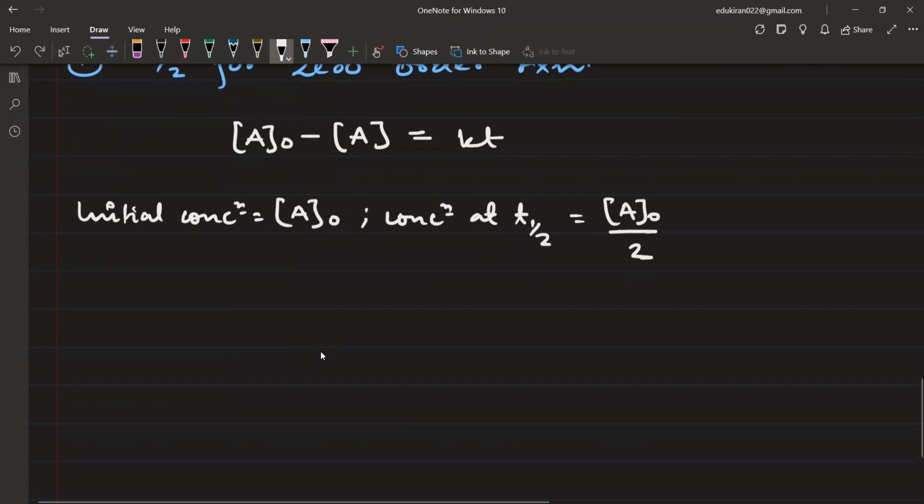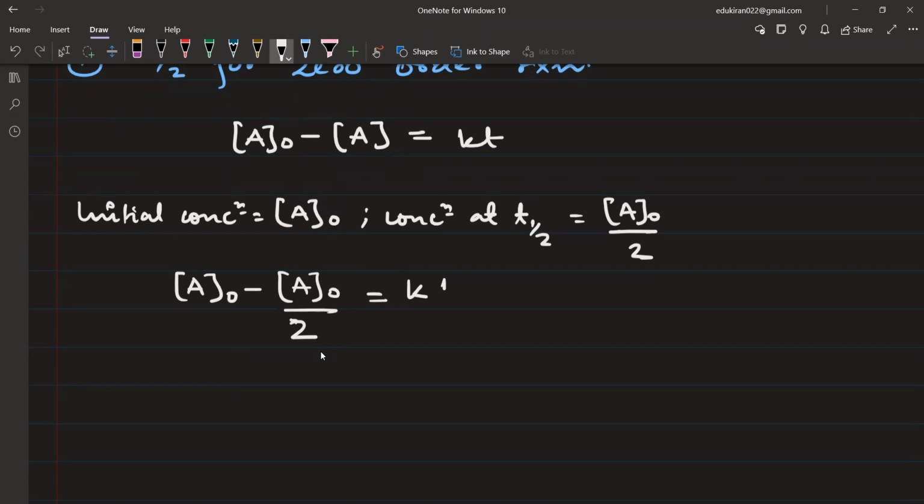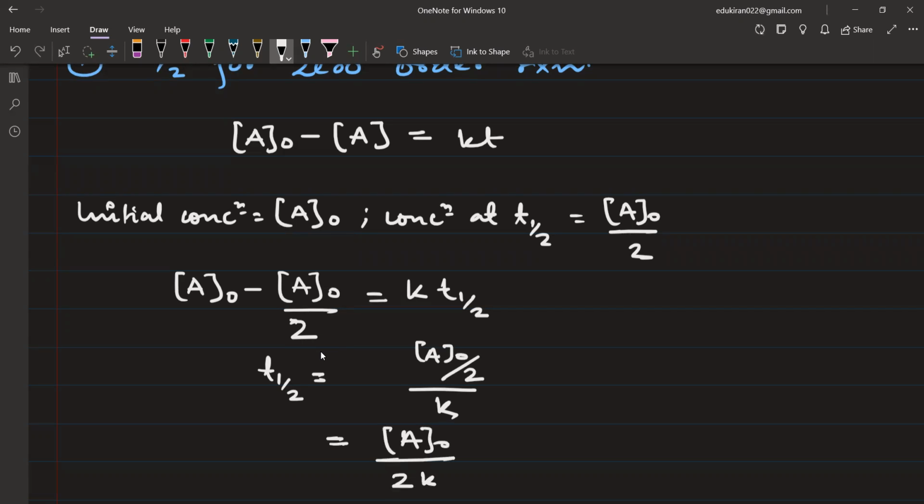Now, we can plug in this value of A naught by 2 here, and this T will become T half. So we can write A naught minus A naught upon 2 is equal to K into T half. So from here I can write, T half will be equal to A naught minus A naught by 2, which is A naught by 2, divided by K. And this will be equal to A naught upon 2K.